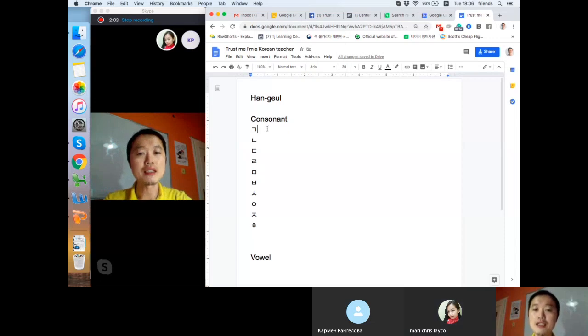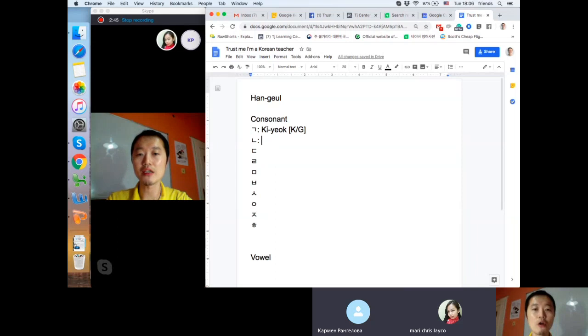So let me write the name of each consonant. Each consonant has a name. Let me just write it quickly. The first one is called 기역. And the sound of 기역 is k or g. That's the first.